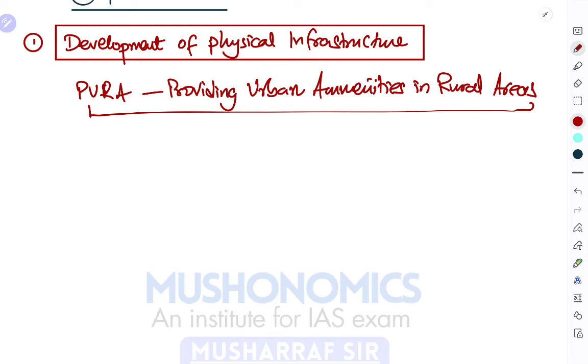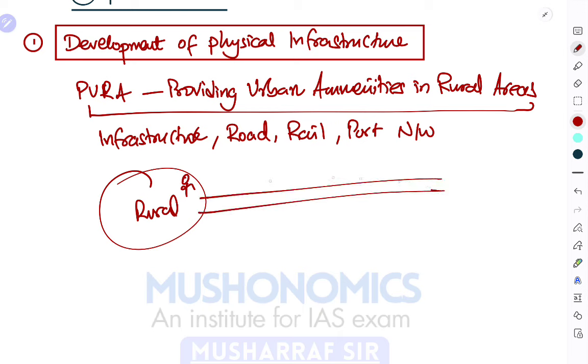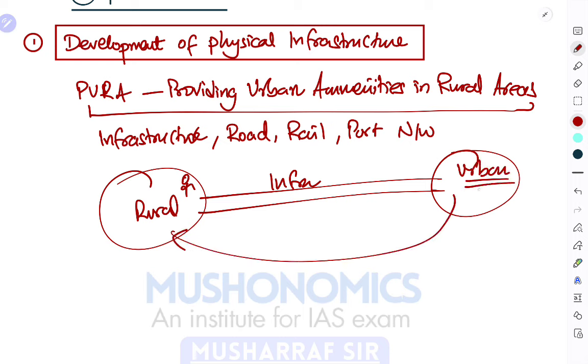Not only that, if we can build infrastructure, a road network, a rail network, port development, then a person in a rural area can live in the rural area only, and because of good infrastructure he can go to an urban area, work there, and again come back.